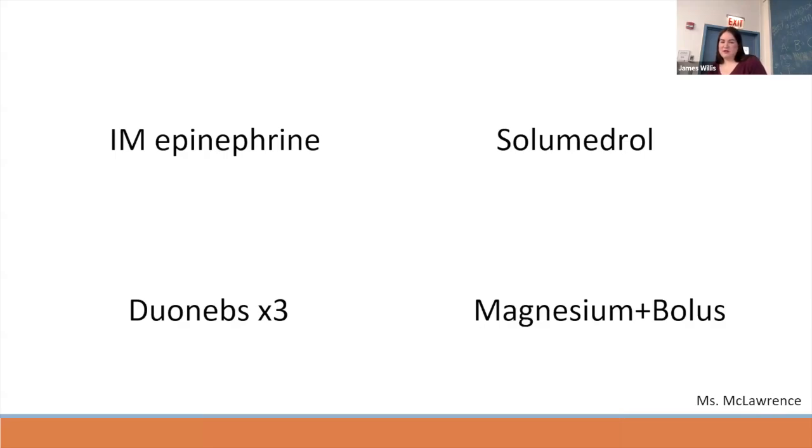So I'm also going to set the scene for you. It's the middle of the night. You have a 4-year-old. They come in respiratory distress. They have a history of asthma. They have multiple PICU stays, history of 2 intubations, 1 in the last year. They're grunting. They're barely moving air. They're head bobbing. You have 2 adult nurses.